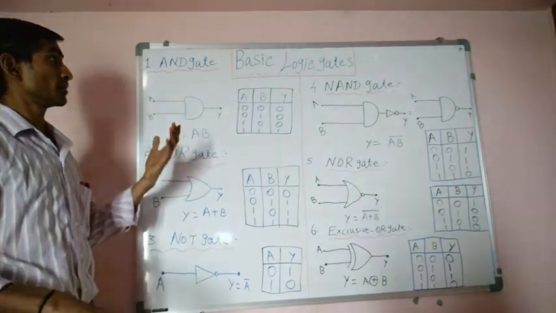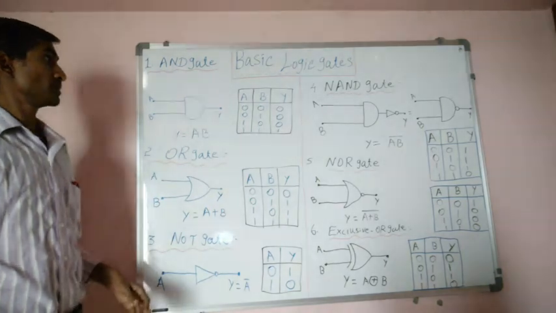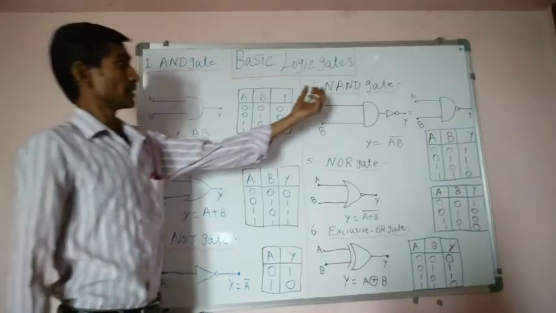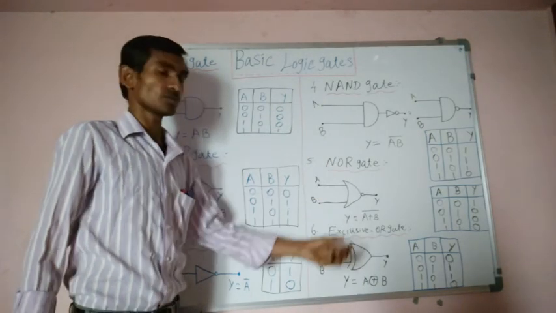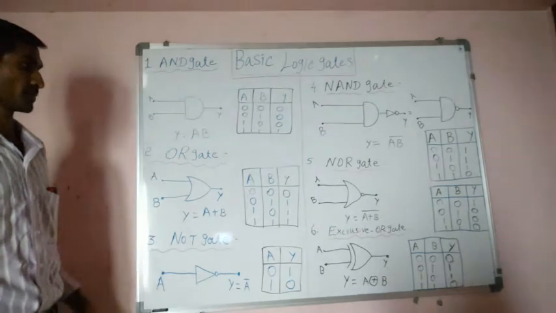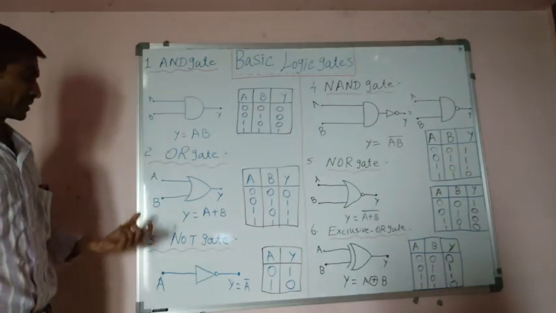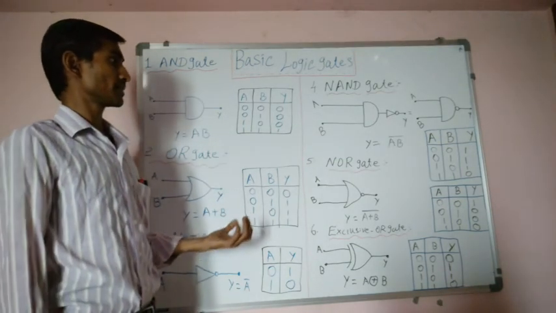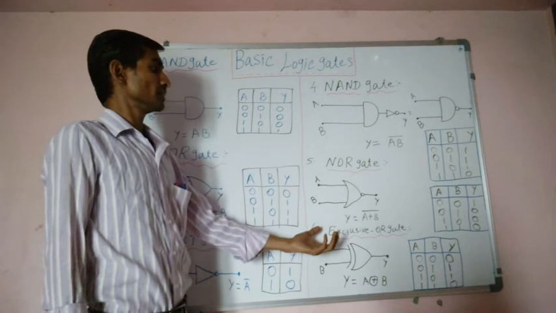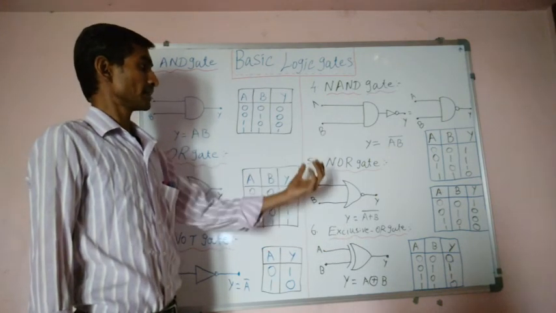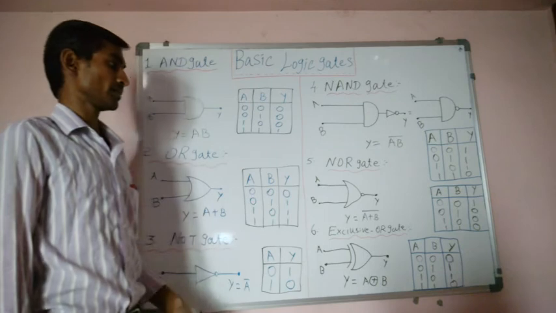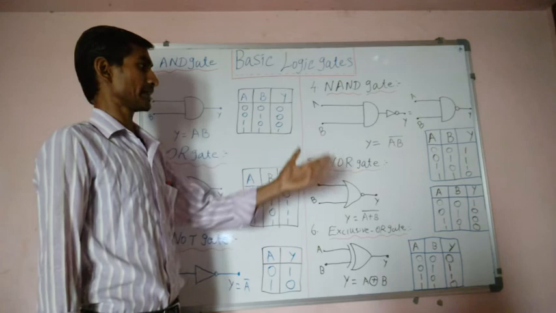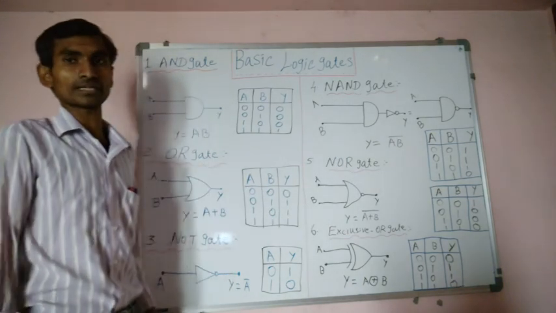So these are the basic logic gates. AND gate, OR gate, NOT gate, NAND gate, NOR gate, exclusive OR gate. There are 6 gates. AND gate, OR gate, NOT gate are basic gates. Using the basic gates, we get the NAND gate, NOR gate, exclusive OR gate. So combinations of basic gates are called NAND gate, NOR gate and exclusive OR gate.